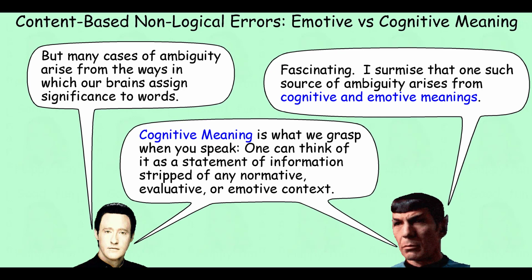So when we think about cognitive meaning, we're abstracting away from our actual brain processing and how it's much more integrated and just focusing on this idea of pure information processing, stripped of any normative, evaluative, or emotive context, the sort of thing that is often portrayed in Vulcans or robots. It's just the facts. There is no feeling, there is no evaluative content, there is no normativity in this way.